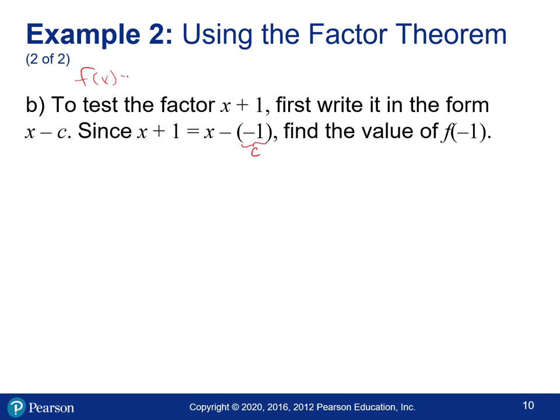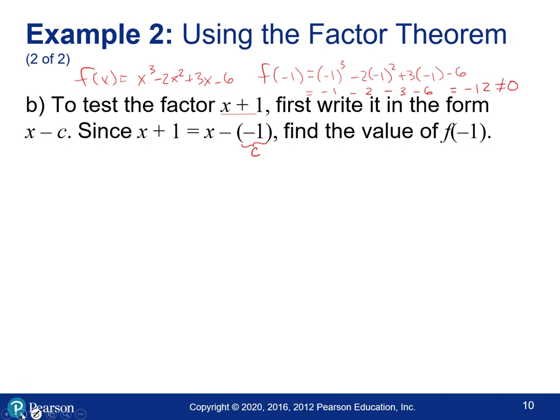So f of x was x cubed minus 2x squared plus 3x minus 6. Let's plug in negative 1. We'll get negative 1 cubed minus 2 times negative 1 squared plus 3 times negative 1 minus 6. We're going to get a negative 1 here. This is going to be positive 1 times negative 2, so negative 2 minus 3 minus 6. So this is negative 12, which is not 0. So no, this is not going to be a factor of our polynomial.